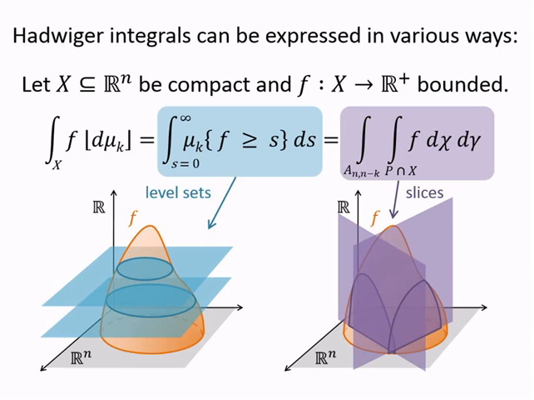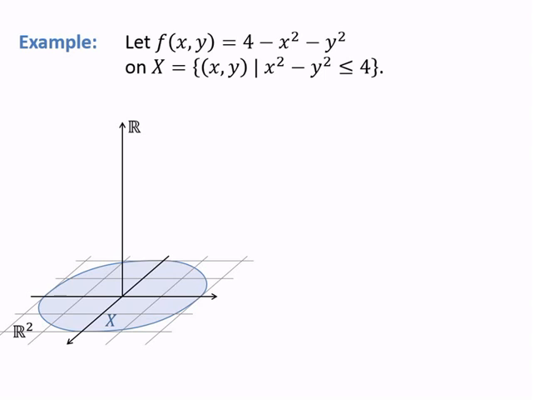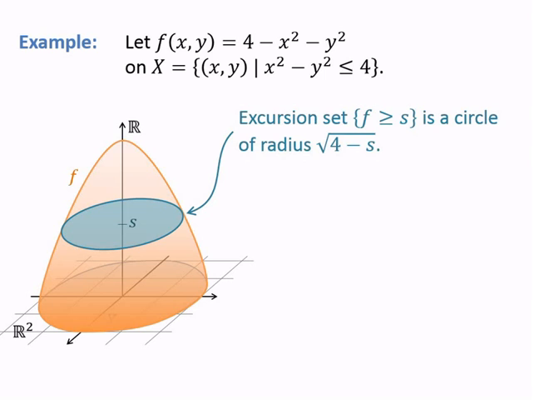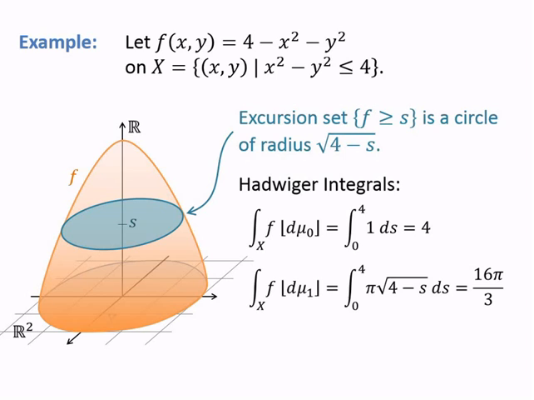Let me give you a quick example. If I look at this function on R2, which is like a paraboloid, what are the Hadwiger integrals of this function? Well, the super level sets have radius root 4 minus s, and so the Euler integral turns out to be 4. The lower mu 1 integral turns out to be 16 pi over 3, and this is really the Lebesgue integral, which turns out to be 8 pi.